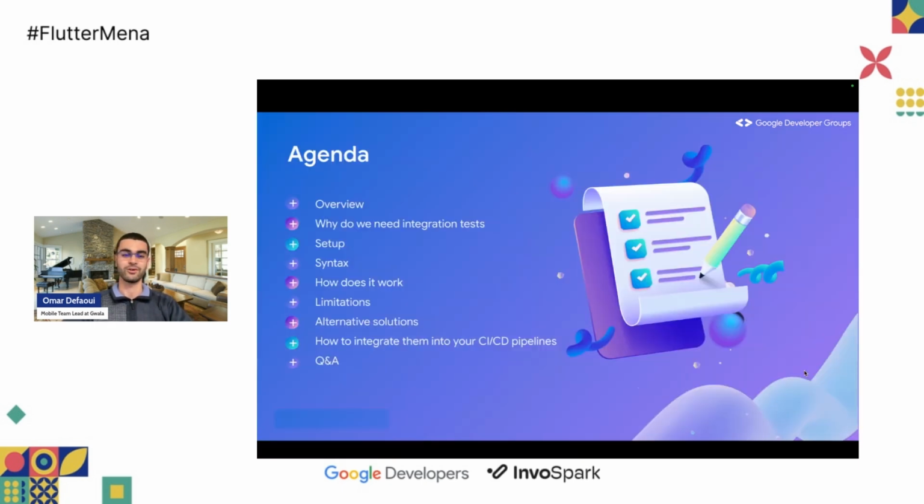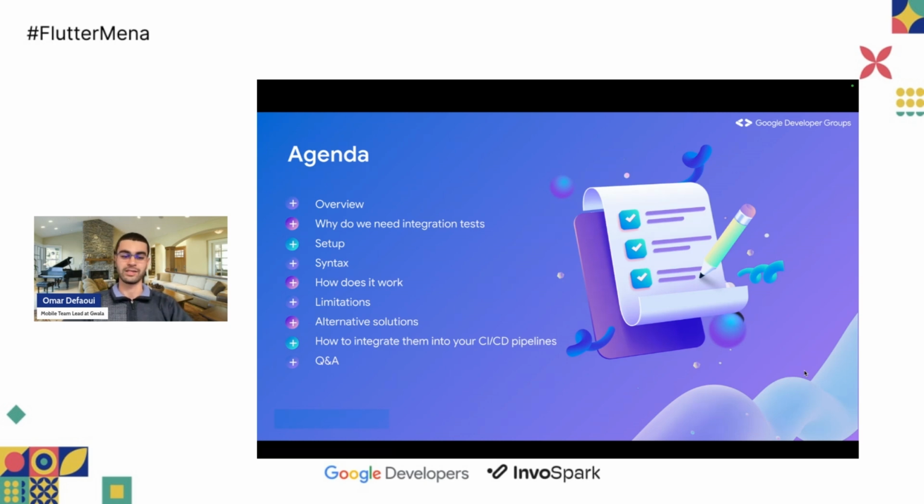So for the agenda of today's session, of course, we will start with an overview of what integration testing is. Then we will talk about why we need to add some integration testing to our code base. After that, we will talk about how we can set up our project so we can run integration testing. After that, we will present the syntax, then how the Flutter team implemented the integration testing. So if anyone is interested in adding more features to it, he can have some ideas about how it's implemented, so he can do the same thing to extend it and bring more features to the community.